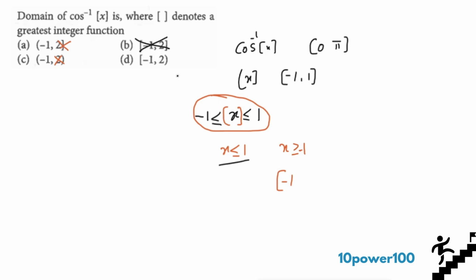So we can conclude that it is option D, square bracket minus 1, comma 2 with round bracket, because here it is not included. It says it is less than 1 only. So option D, square bracket minus 1, comma 2 with round bracket, will be the right answer.